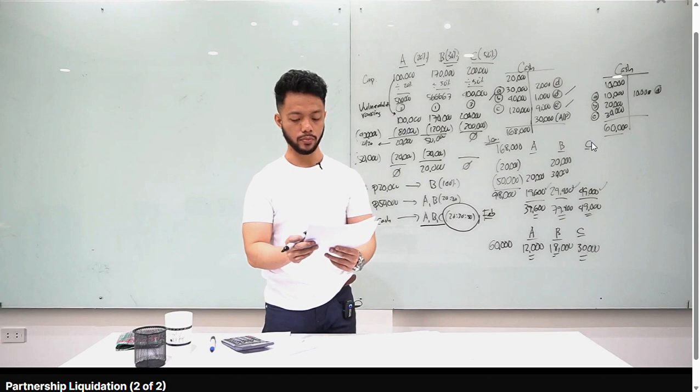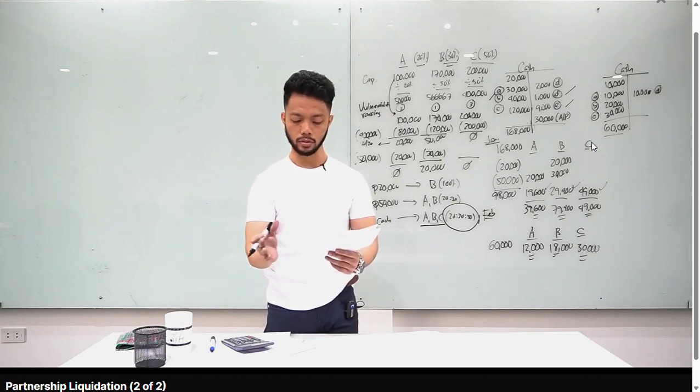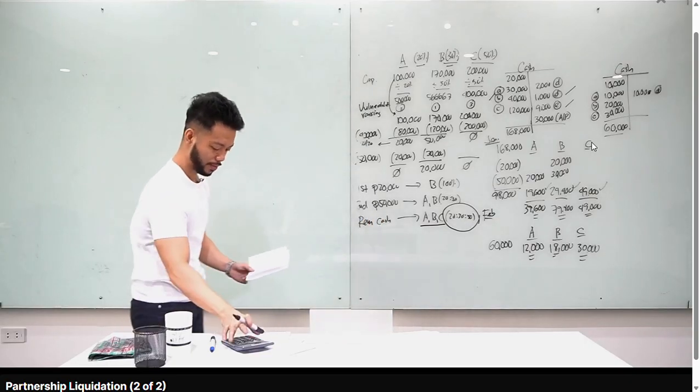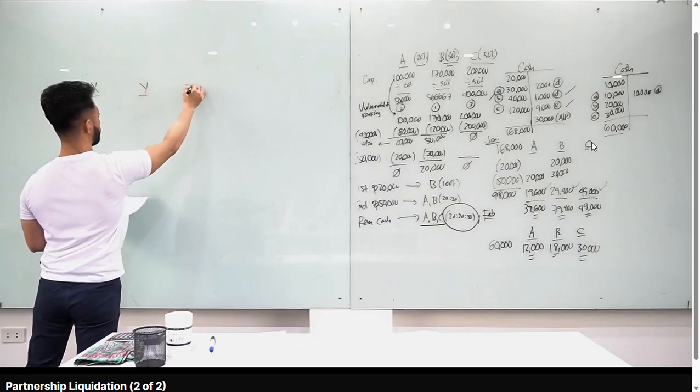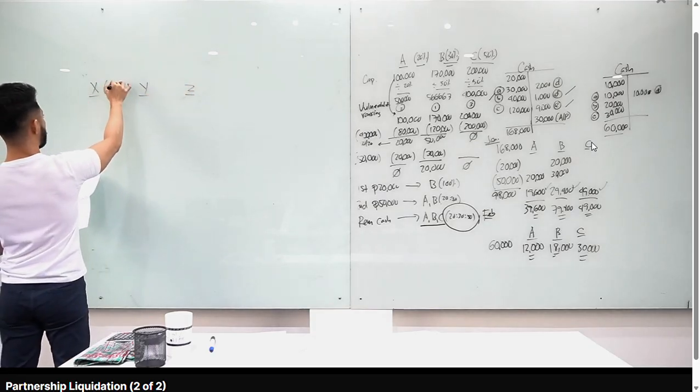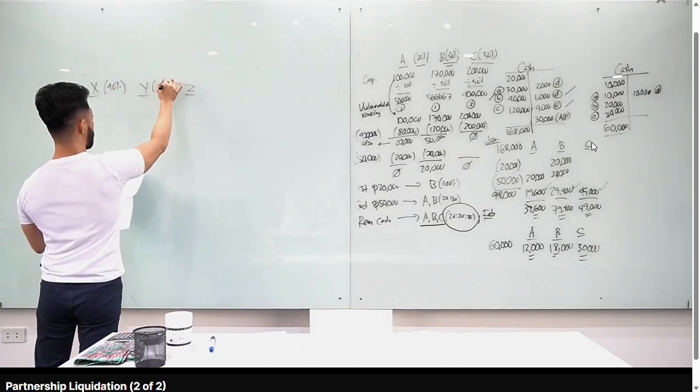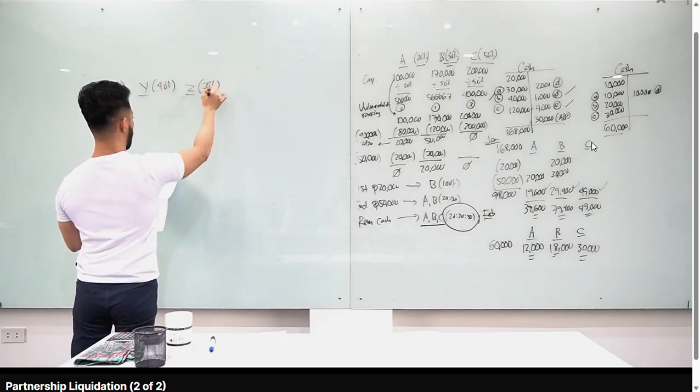Liquidation expenses of 175 were paid. Additional expenses of 90 were expected to be incurred. Liabilities of 875 were paid. Okay, dami sinabi. Pero ganito lang gagawin natin dyan. Partners X, Y, and Z. Si partner X meron siyang 40%. Partner Y meron 40%. And then partner Z has 20%.